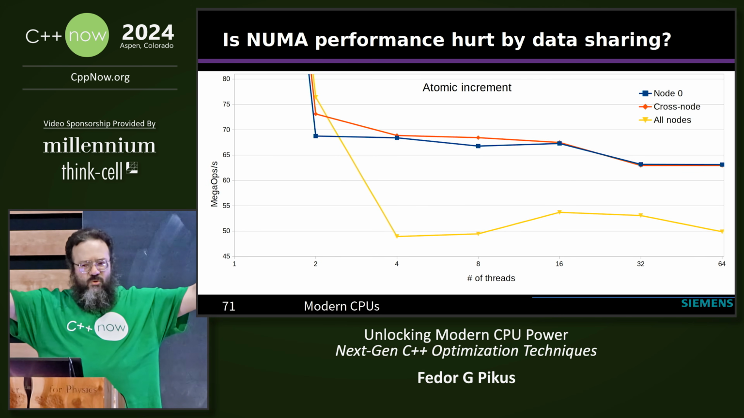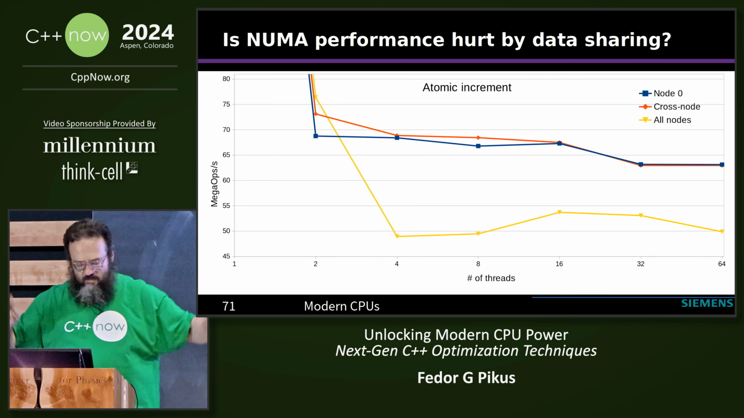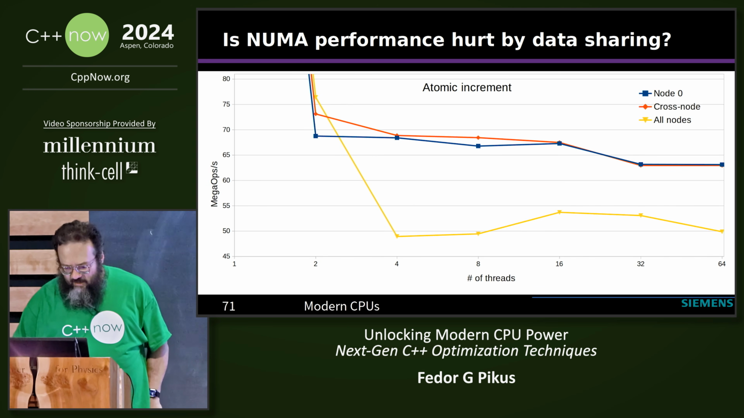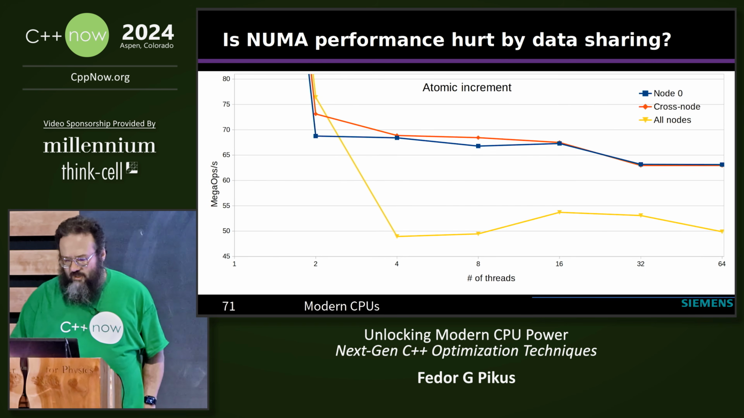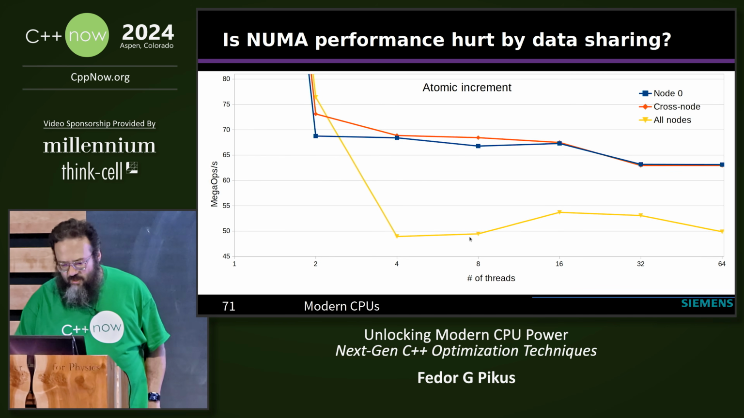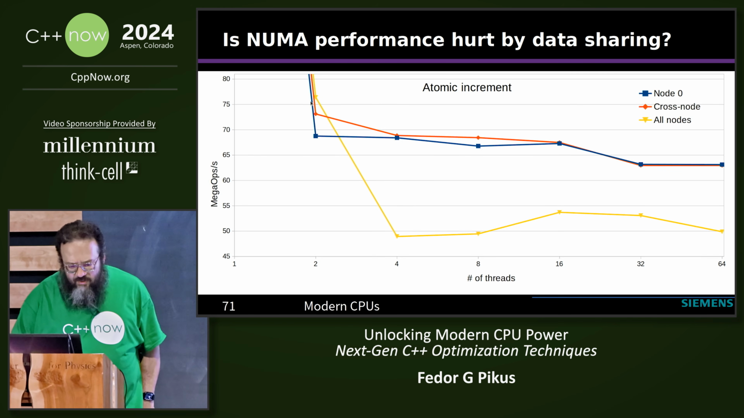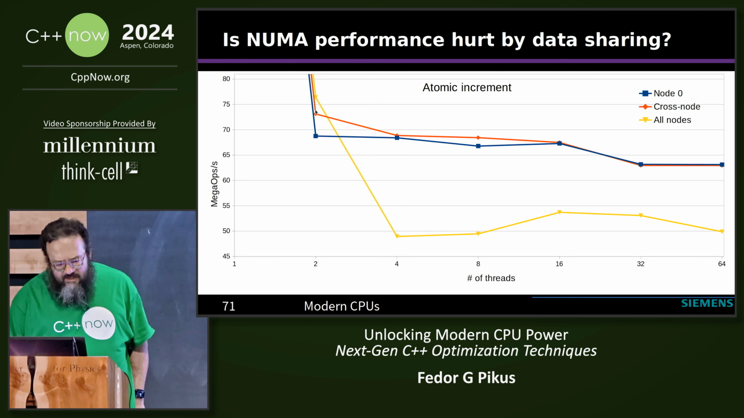Multiple NUMA nodes involved, now you get the bounce. Sorry, can you go back? But it's saying cross node is just slightly better than. No, cross node is the yellow here. Oh, you mean on the 2 threads? The orange line. Okay. It says cross node. Yeah, for 2 threads, I'm not sure.